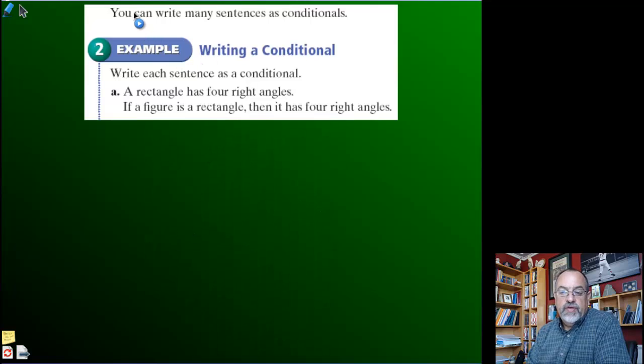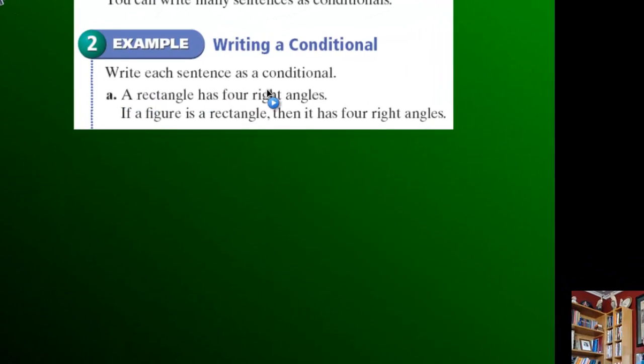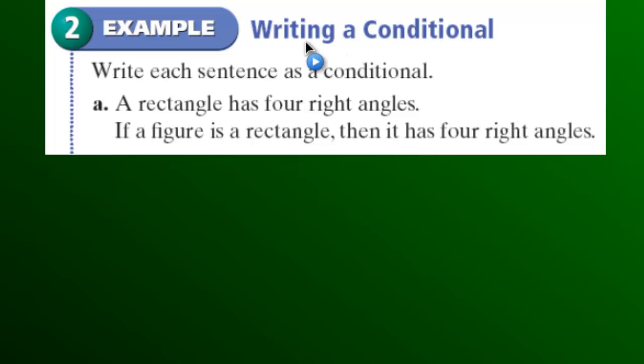Now, one of the things that we're going to want you to be able to do is to take a sentence that's not a conditional and write it as a conditional. In other words, we have this statement here that a rectangle has 4 right angles. We can turn that into a conditional by writing the word if. Now, it's not as easy as just writing the word if in front of it. We have to determine what a rectangle is and add that into the sentence.